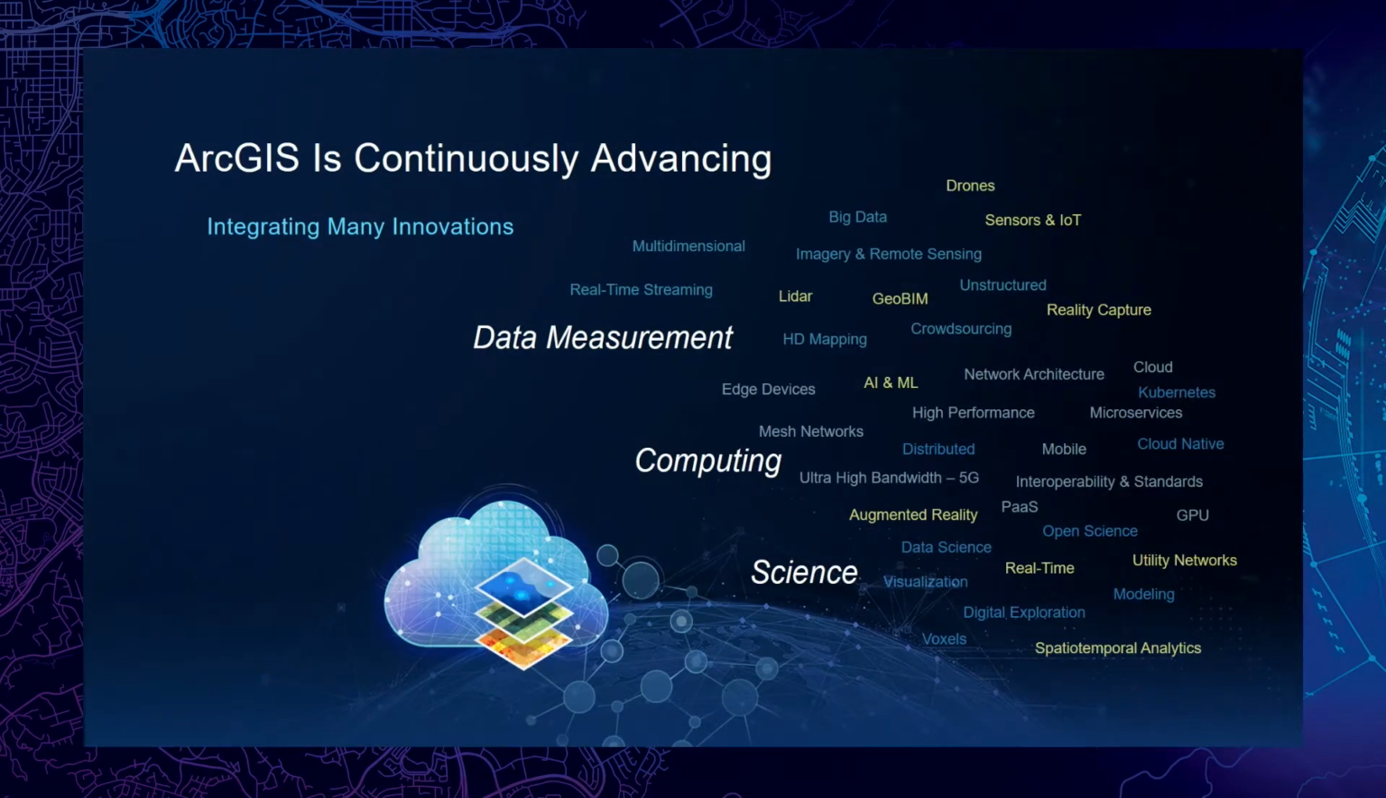Thank you, Tadas. That was really impressive. As you've just seen, ArcGIS is rapidly evolving. It's not the GIS I learned when I started my career in GIS. It's integrating many new innovations in data measurement, in computing, and also in science. Esri is integrating new data sources from drones or from satellites or from other technologies, integrating new tools for computing, faster machines, also artificial intelligence, machine learning capabilities, the ability to support cloud-native environments with Kubernetes, and so on.